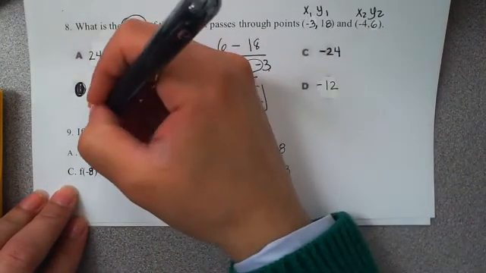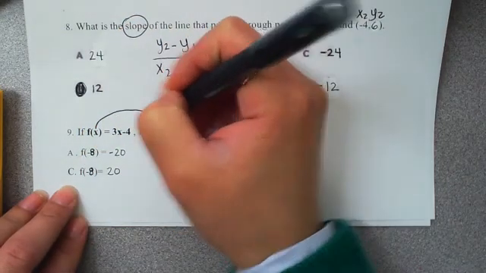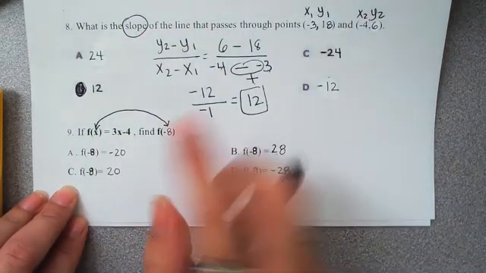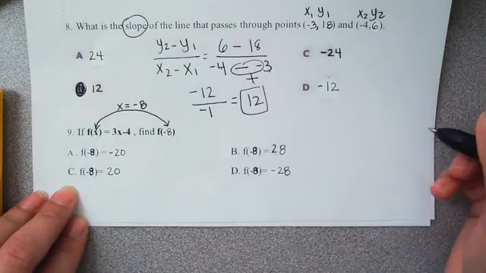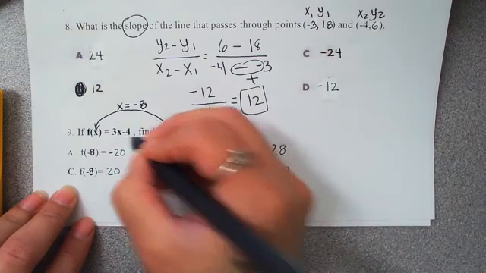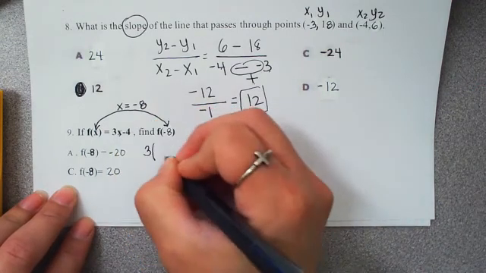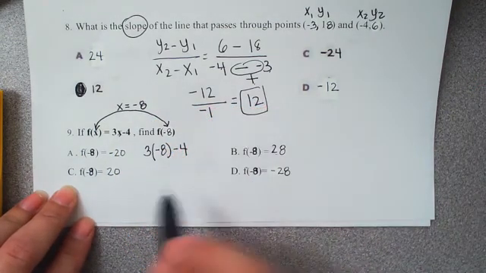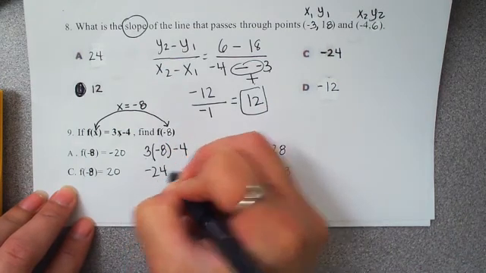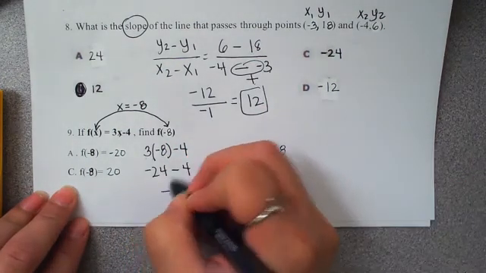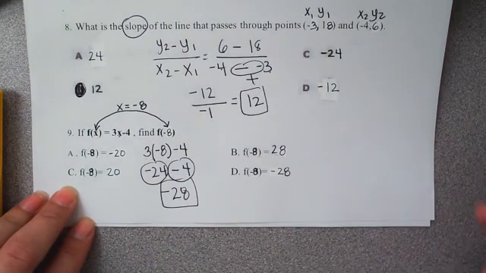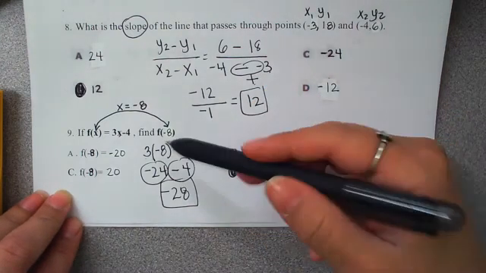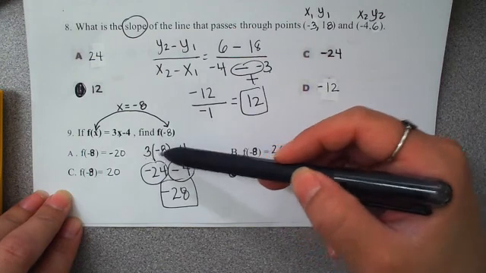All right, number 9. Function notation. If f of x equals 3x minus 4, find f of negative 8. Look, they took this and replaced it with that. So f of negative 8 is just fancy. They're trying to tell you, hey, the x is a negative 8. Okay, well, if x is negative 8, I can just plug it in here. 3 times negative 8 minus 4. 3 times negative 8 is negative 24. Minus 4, that's more negatives. So that's negative 28. So the answer is D.